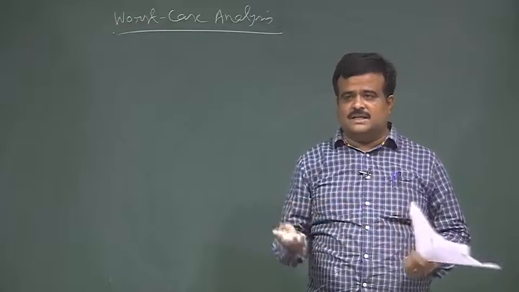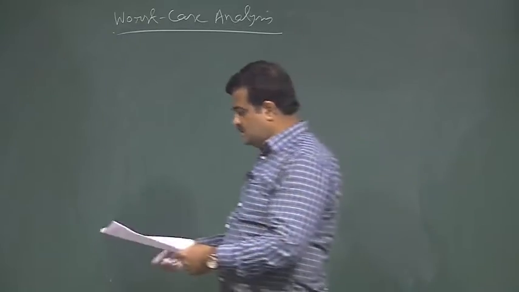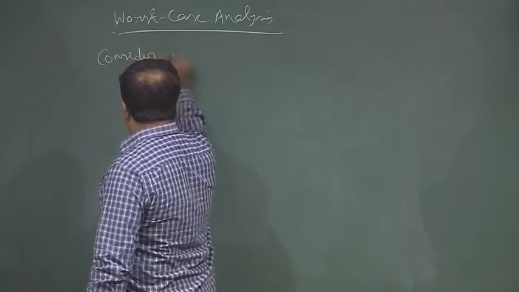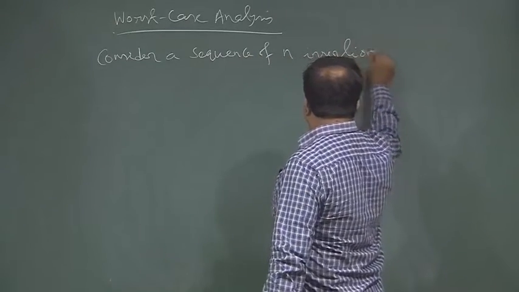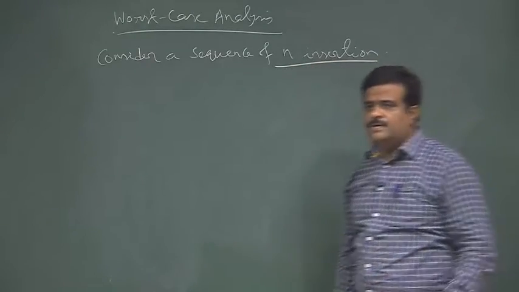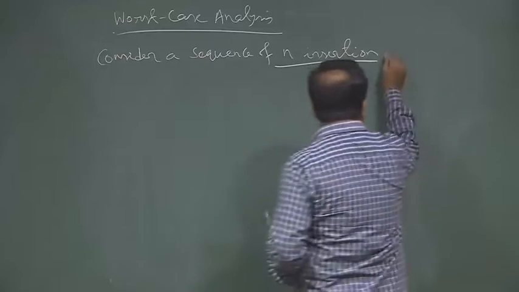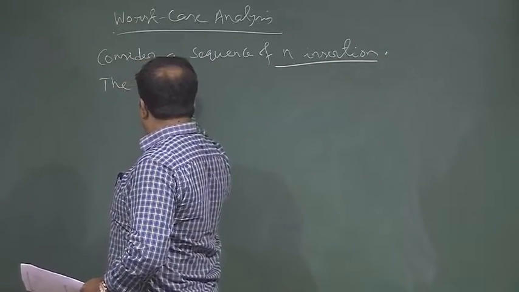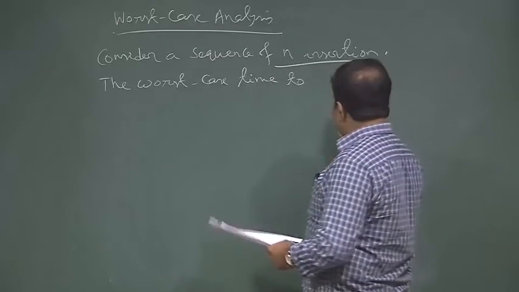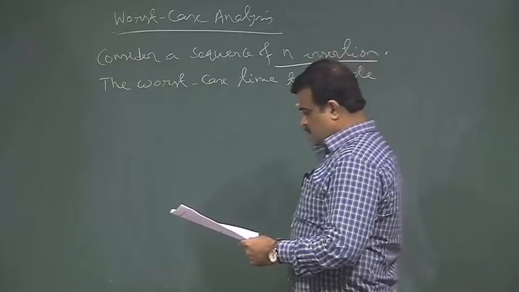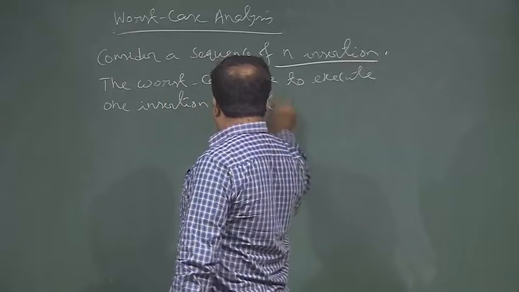So, consider a sequence of n insertions. Suppose there are n items at some point of time. So that means we have n insertions. In that case, in the worst case, what is the worst case time to execute one insertion? It is order of n. Why?